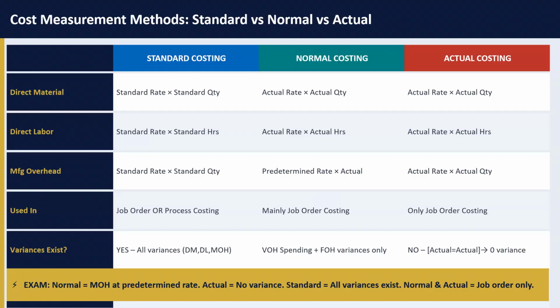Okay. Now, in what sort of situation will we be using this? So, standard costing is used for both job order costing and process costing. Then, normal costing will be used mainly for job order costing. Actual costing will be used for only job order costing. So, what are this job order and process costing? We'll come to know in the next slide, which is about the cost accumulation methods.